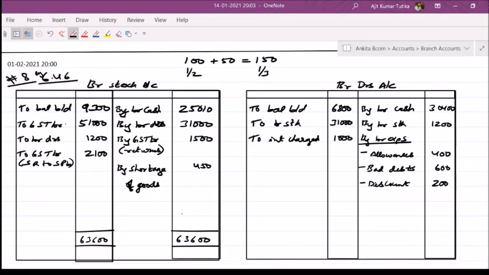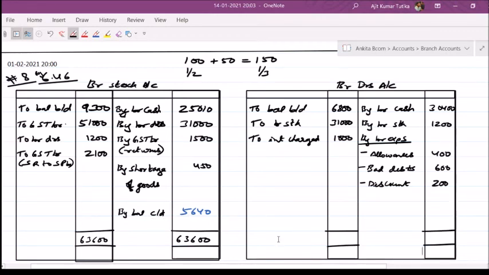Let us subtract 25,010 minus 21,000 minus 450. So answer is carried down. The balance is 5,640. One important thing, we have by balance carried down as 5,640. Now this is a closing stock.